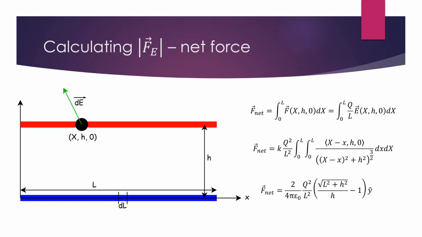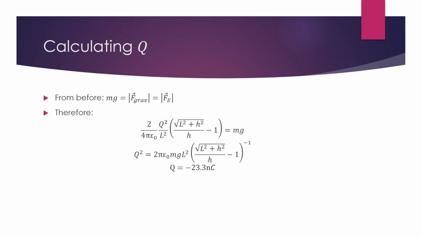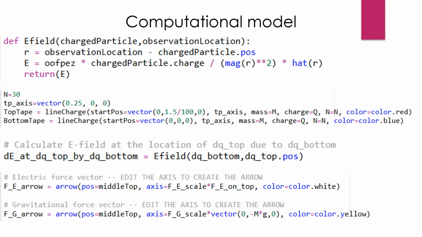Then we can calculate the net force at a single point, which is just the charge at that point times the electric field. So using that value, we get that the net force across the entire top tape is the integral from 0 to L of the electric field times the charge at every point. When we solve for it, we get the formula at the bottom. Therefore, to get the value of Q, we use from before that mg equals Fe, and if you solve for Q in that equation, you get a value of approximately -23.3 nanocoulombs.